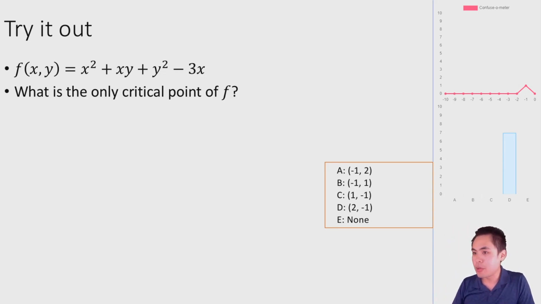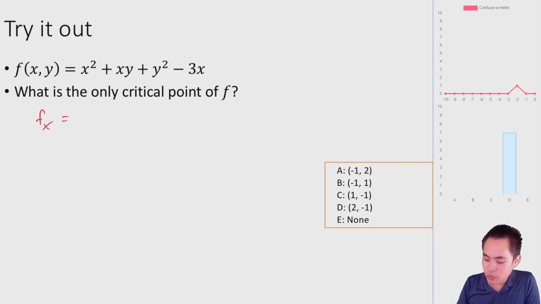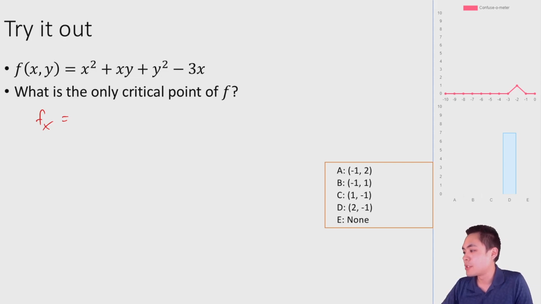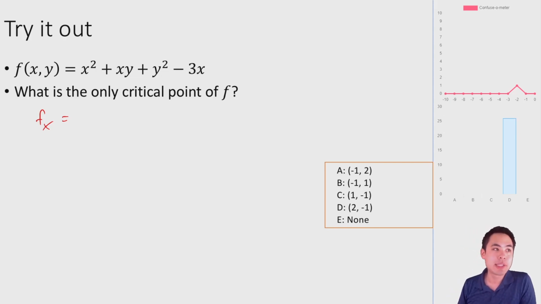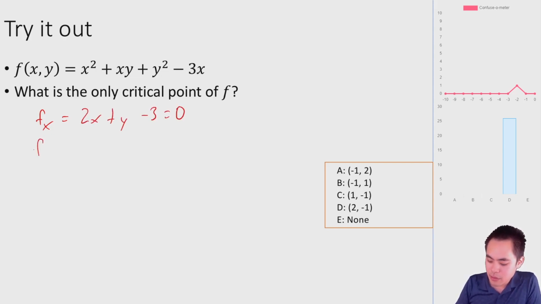Okay, it looks like people are answering D. So let's work this out together and make sure that's true. For f sub x, what's the partial derivative with respect to x? You just set y equal to a constant and then take the derivative. So this is 2x plus y minus 3 equals 0. F sub y is x plus 2y equals 0.